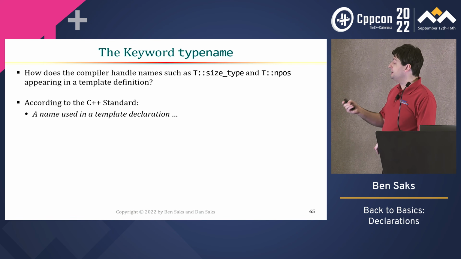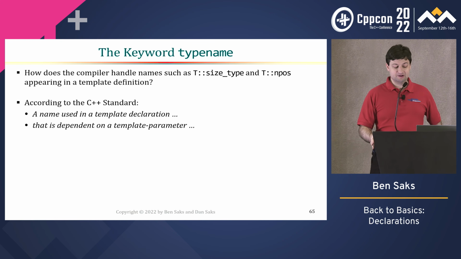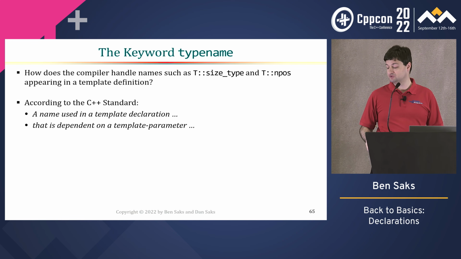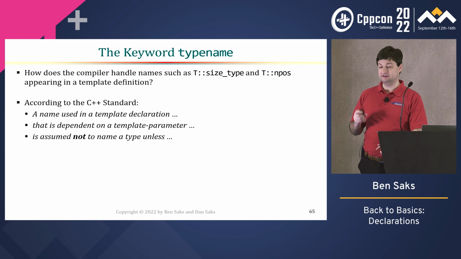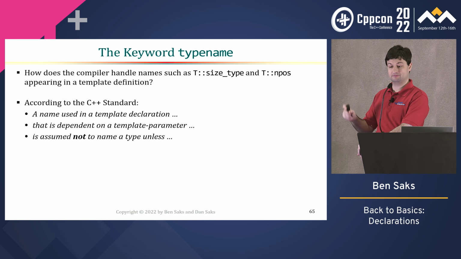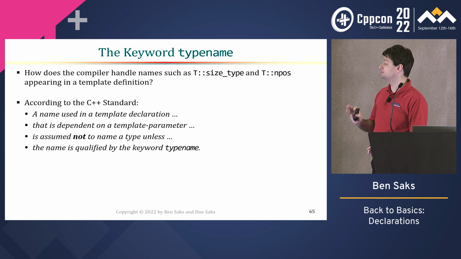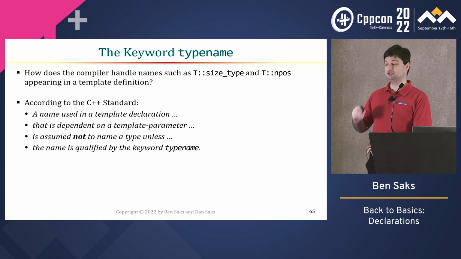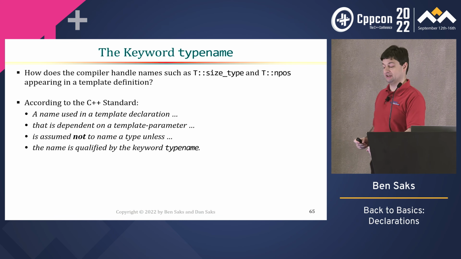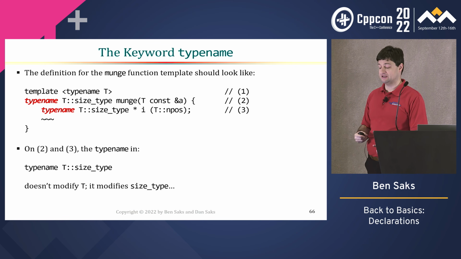So a name in a template declaration that is dependent on a template parameter. When we have a dependent name, it's assumed not to name a type unless we explicitly say that it's a type by qualifying it with the keyword typename. So the assumption is that something like T::size_type or T::npos is not a type, and we have to explicitly say if it is.